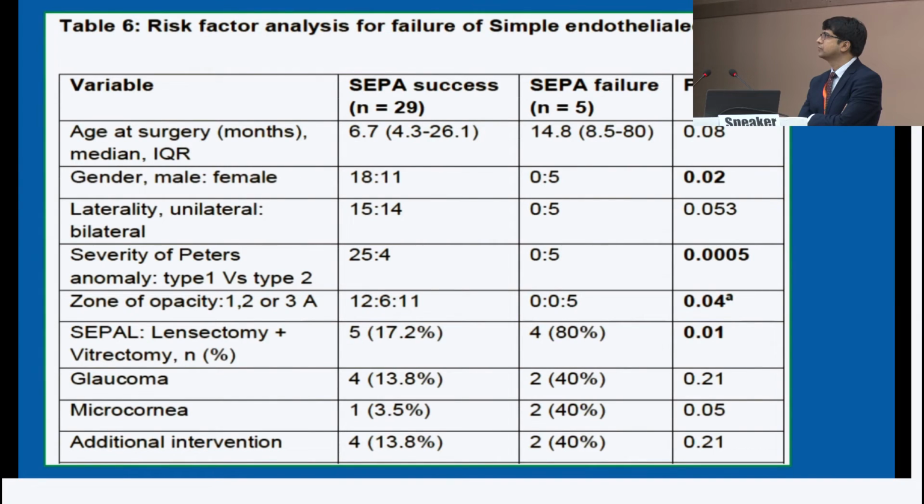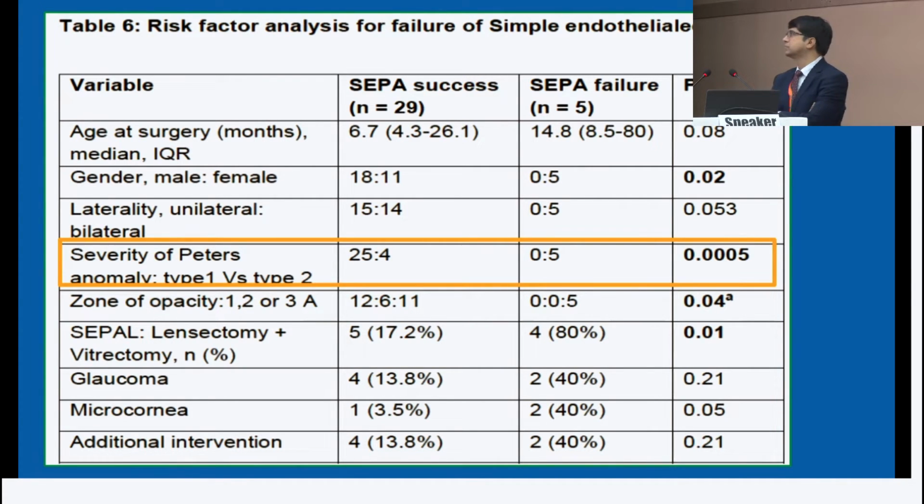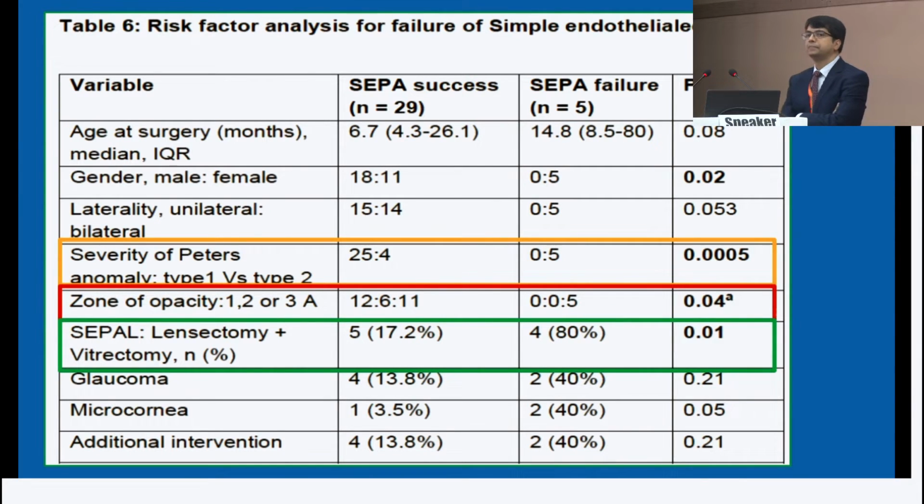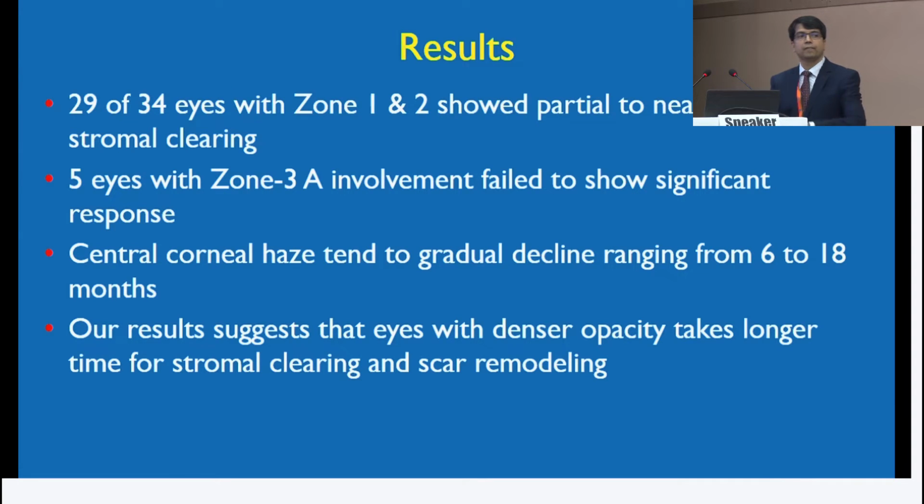opacification. On careful evaluation of the factors responsible for CEPA failure, we found that severity of the disease, the zone of involvement, and additional intervention seem to be the important risk factors for the non-resolution of the corneal edema. 85% of the mild to moderate cases had significant corneal clearing in comparison to the severe disease. The cornea tends to clear even beyond 12 months. So perhaps this may be related to the remodeling ability of younger children.